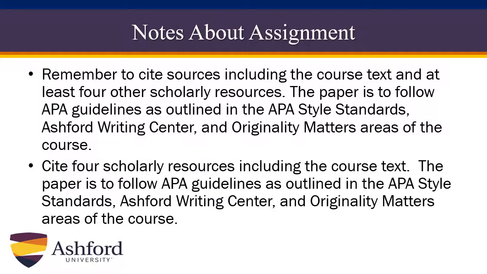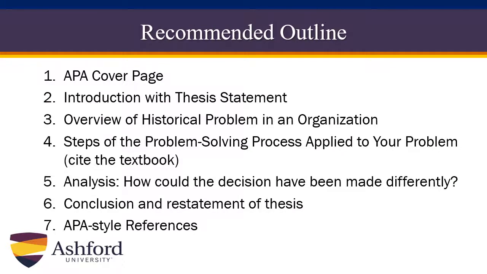Of course, as you do your citations, you need to cite the course text and at least 4 other scholarly sources. So I do not prefer things like blogs and websites. Those should be few and far between, and the majority of your sources should be from scholarly books and articles. You can always refer to the APA standards in the Ashford Writing Center, and also be sure to check out the Originality Matters areas of our course. So make sure that you list those references in APA format and cite them in APA format in the body of the paper.